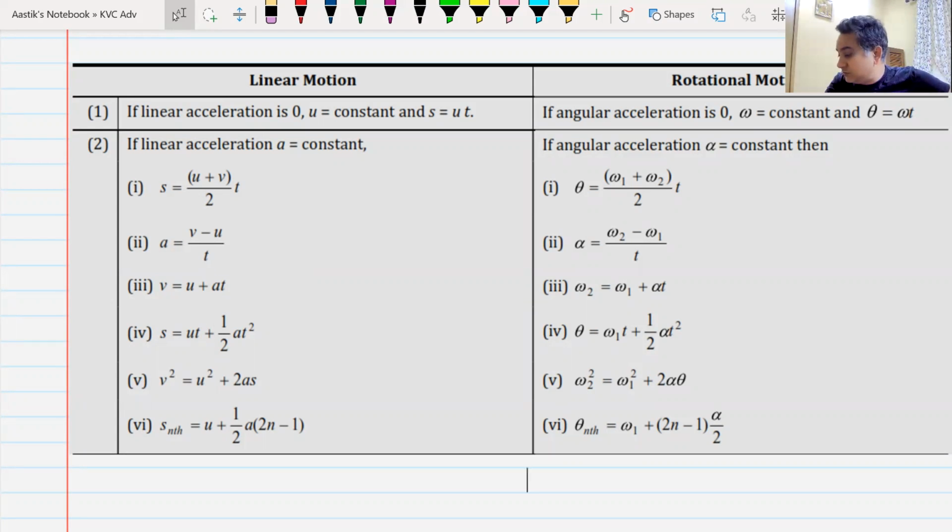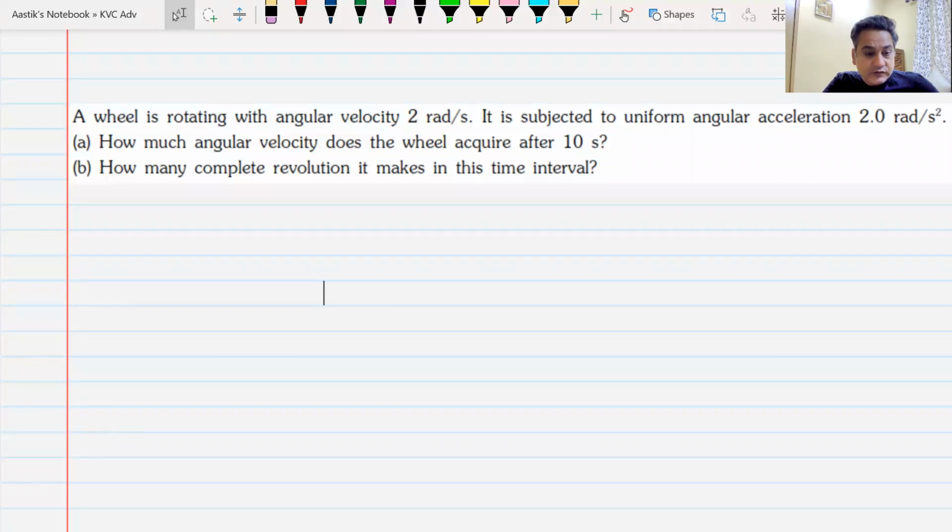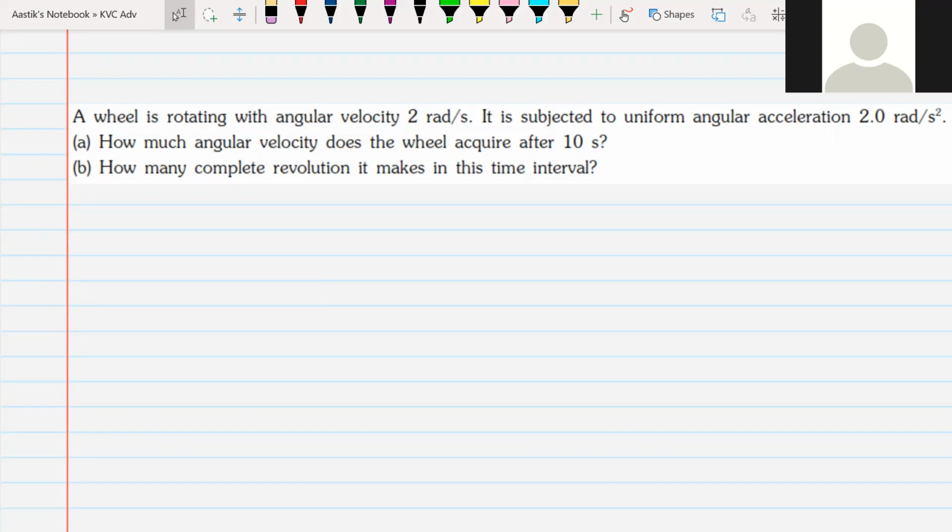Okay, just to give you an idea, let me put this question. Now, instead of a body moving in a circular path, you will have things moving in rotational motion. I hope that does not make any difference. Solve this question.